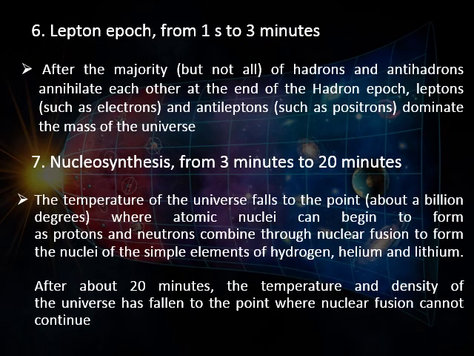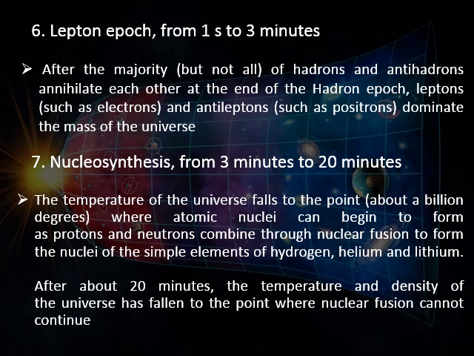So the sixth step of the universe is the lepton epoch, from 1 second to 3 minutes. After the majority of hadrons and antihadrons annihilate each other at the end of the hadron epoch, leptons such as electrons and antileptons such as positrons dominate the mass of the universe.